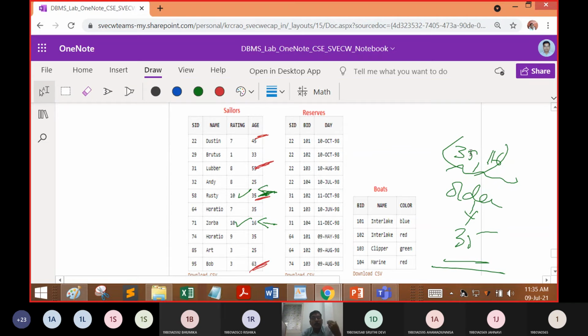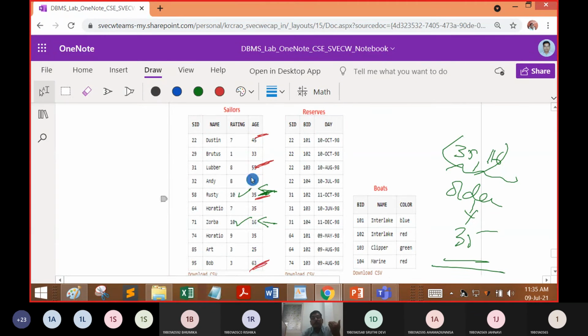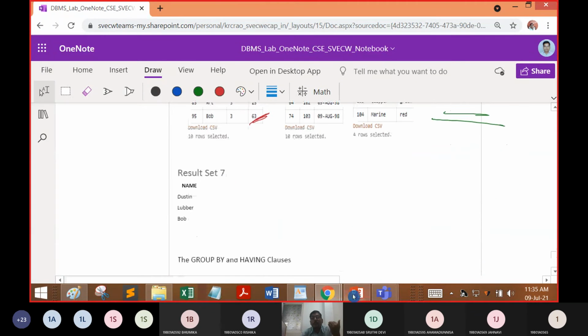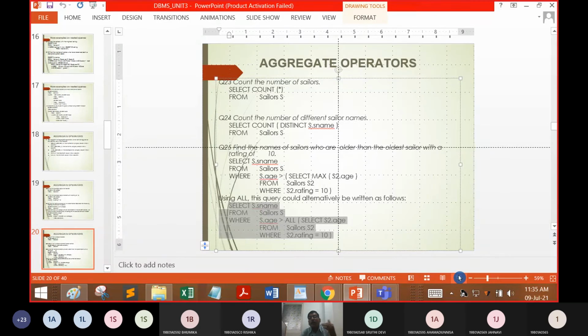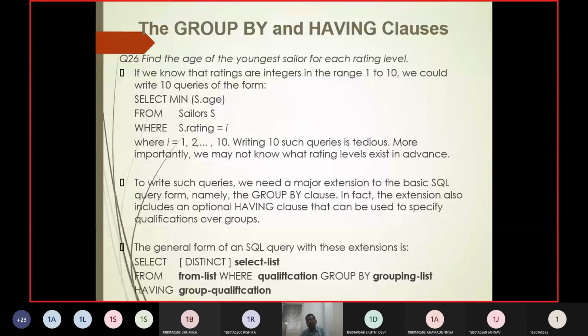Now we are again making another group by function. So in 35, who is greater than or equal to 35? So we get 45, 59 and 60. So this is all about the aggregate operators like sum, average, min, max and count.